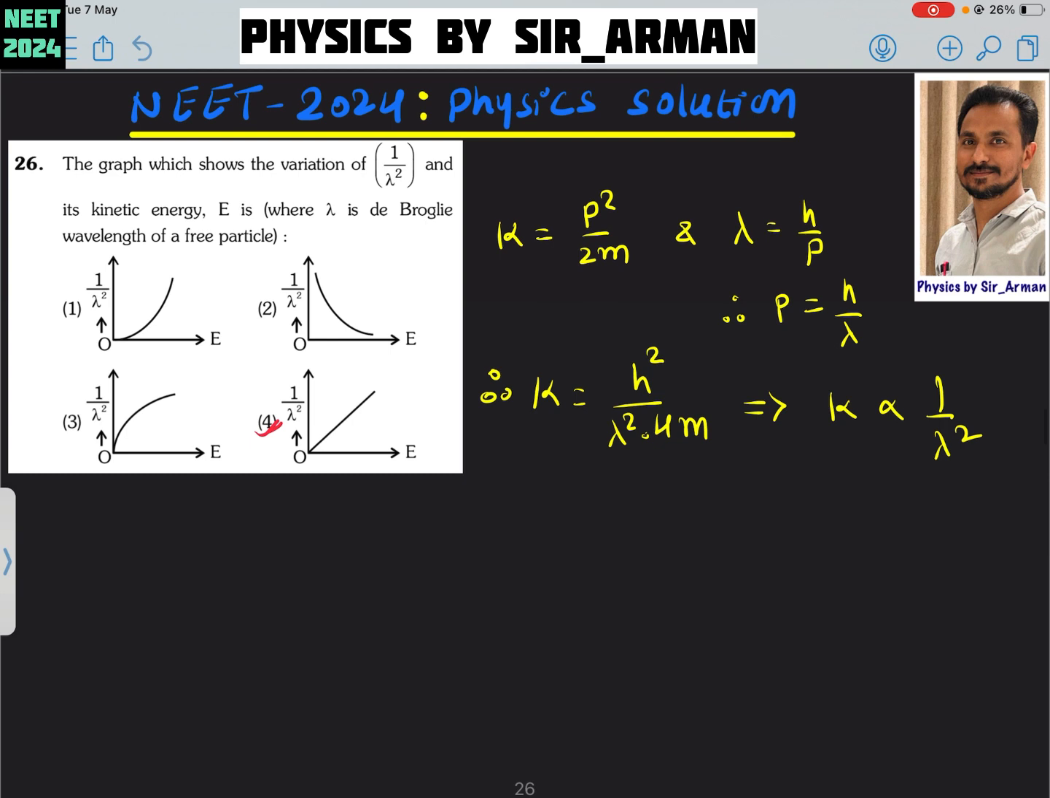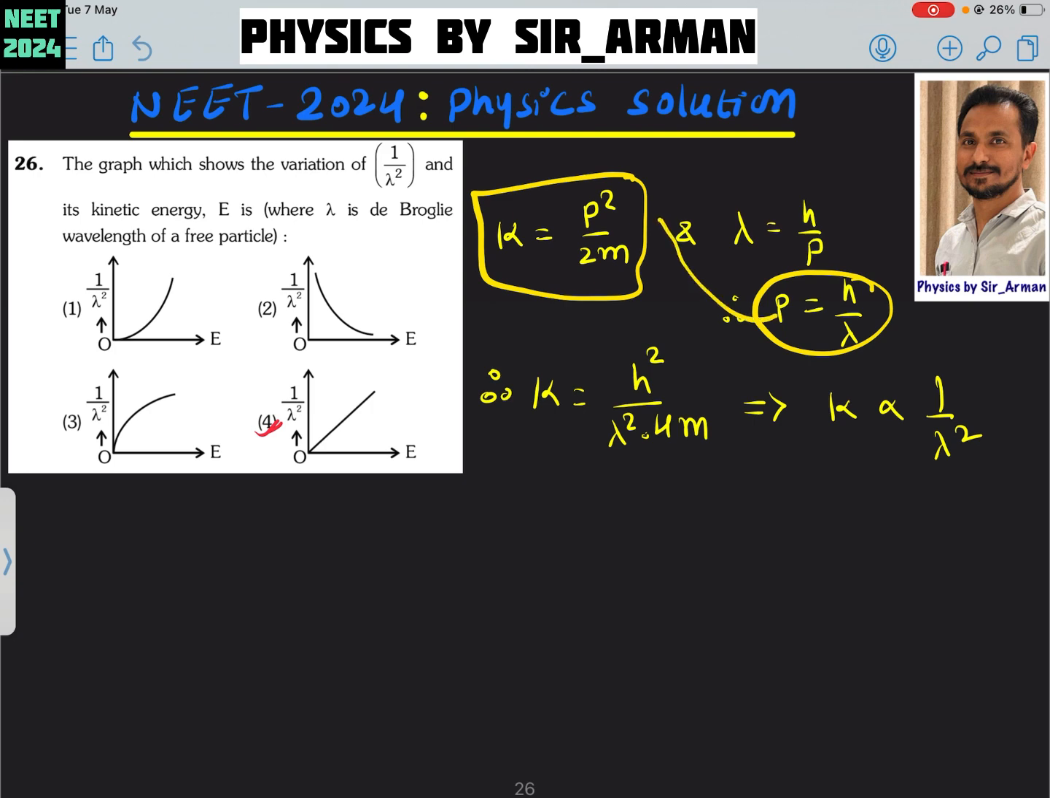Question number 26. The graph which shows variation of 1 by lambda square and its kinetic energy. So which one is the correct option? Now we know that the kinetic energy is given by K is equals to P square by 2m, and from de Broglie's equation lambda is equals to h by P. So if you make P as a subject, it becomes h by lambda.